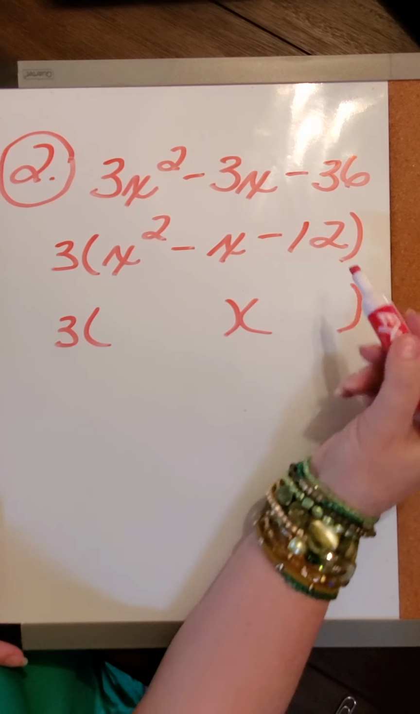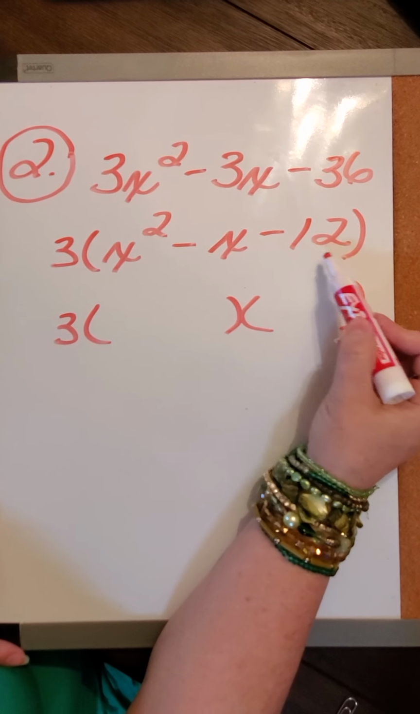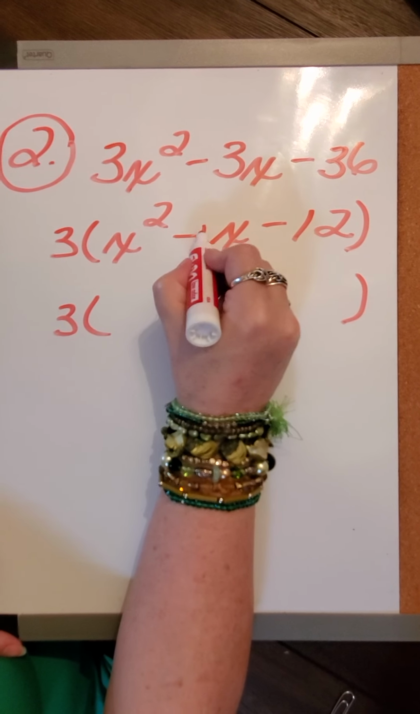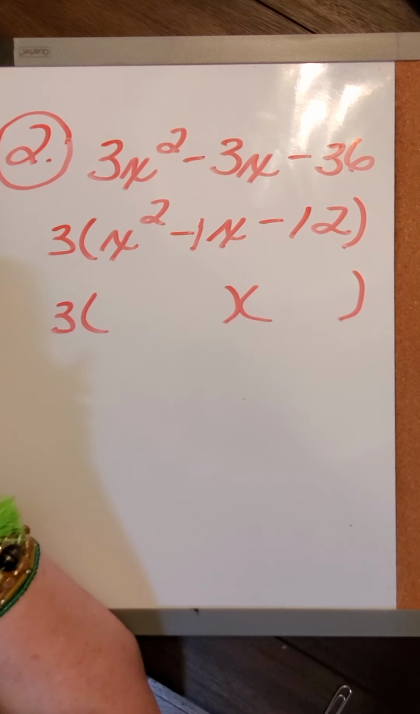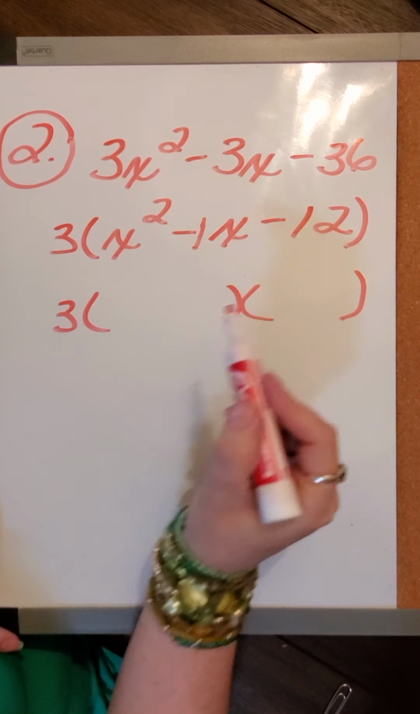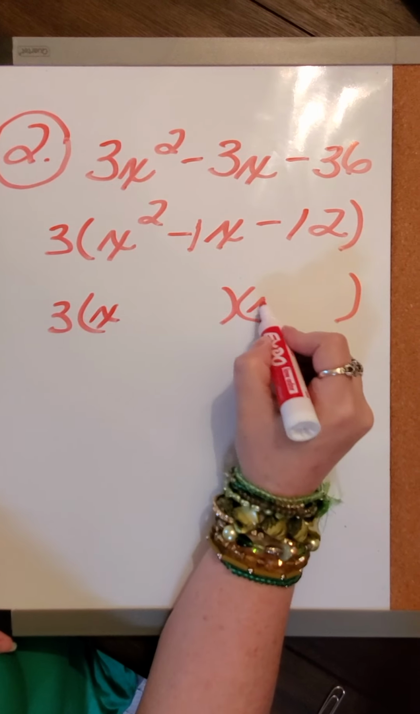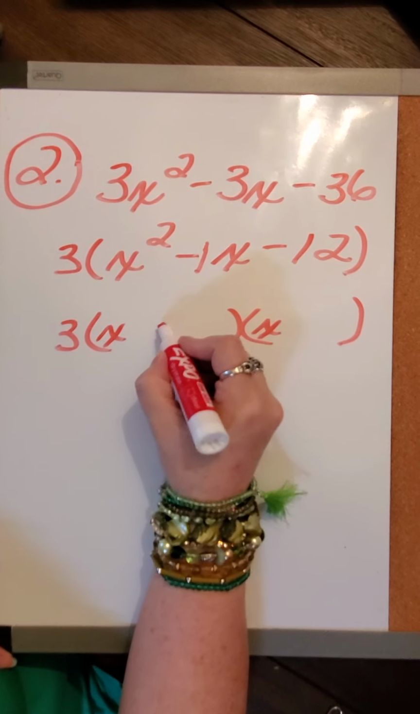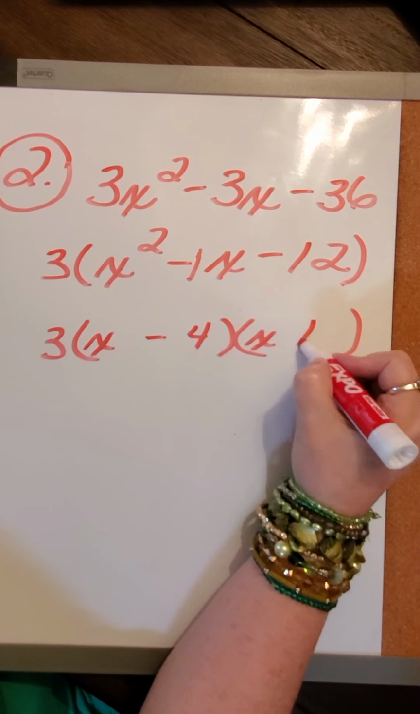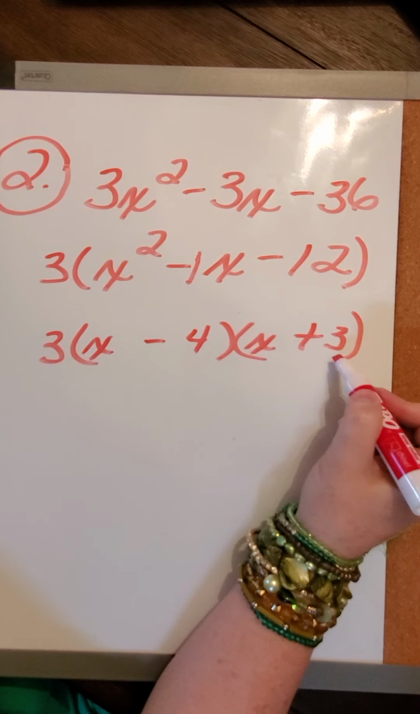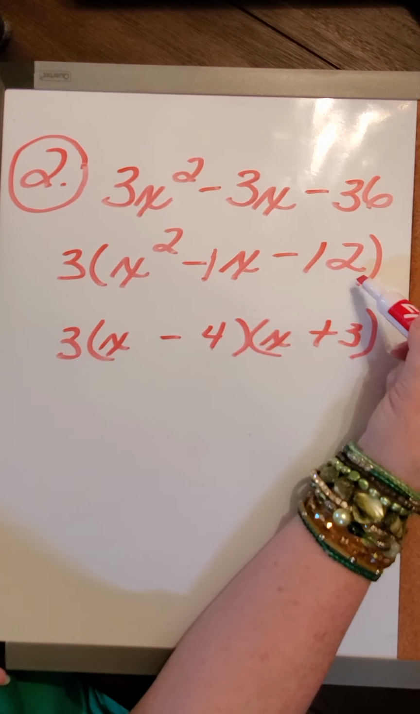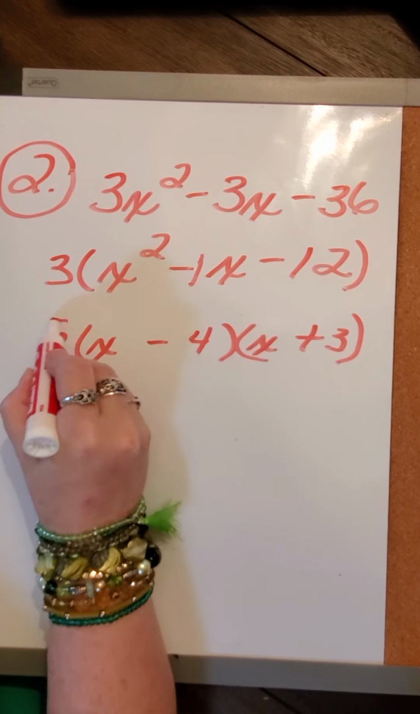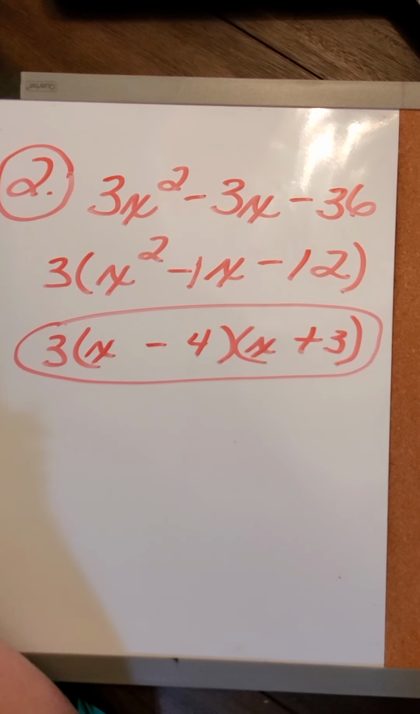Now when we factor this constant number here at the end, we need two numbers that multiply to give me negative 12, and the same two numbers would add to give me negative 1, because we understand that there's a 1 right there, even though there's not 1 written there. So I would put my x and my x. Two numbers that multiply to give me negative 12 would be negative 4 and positive 3. So negative 4 times positive 3 would give me this negative 12, and negative 4 plus 3 would give me that negative 1. And that is fully factored.